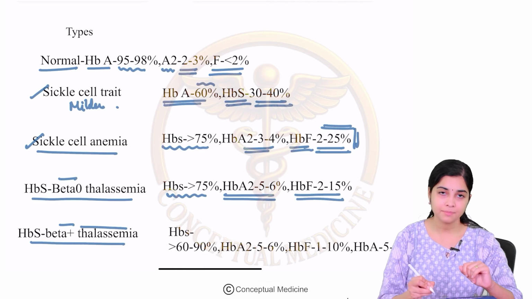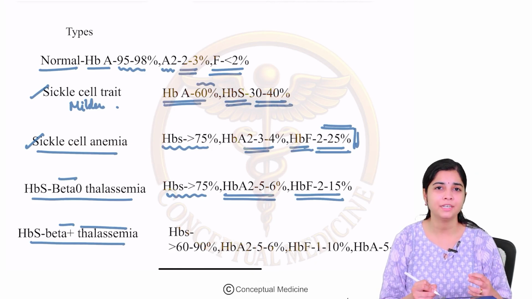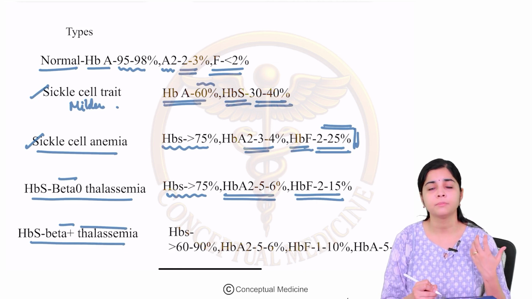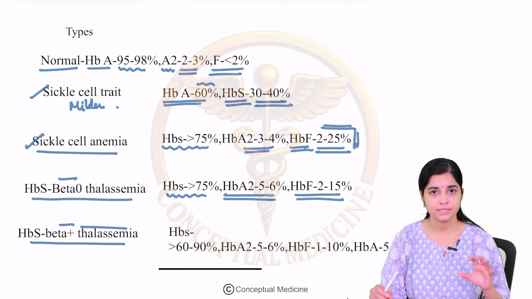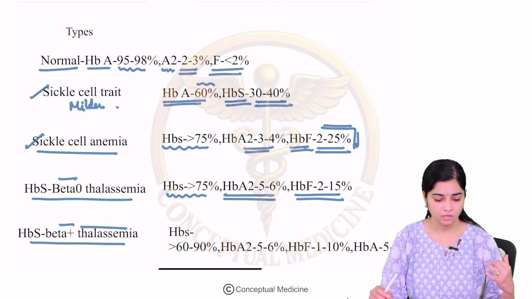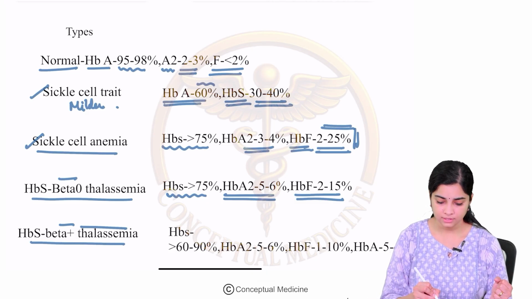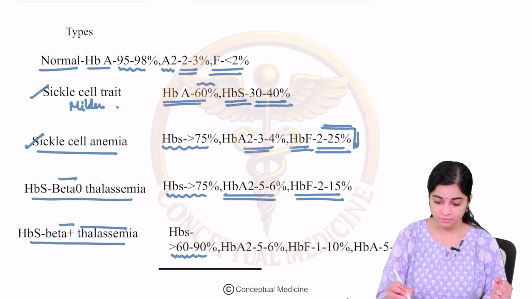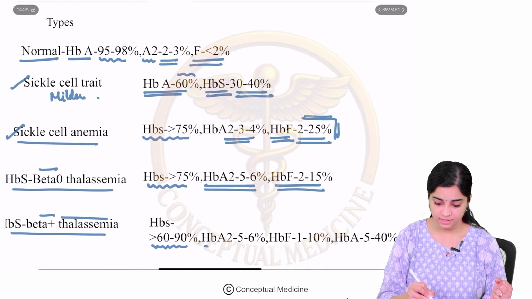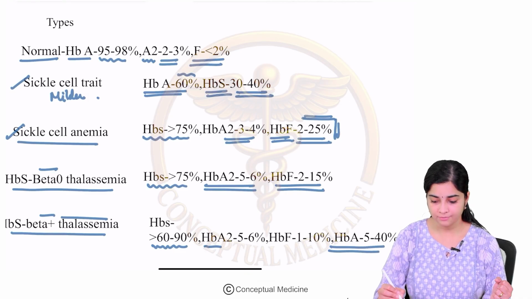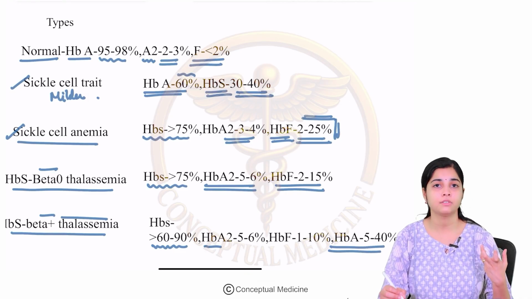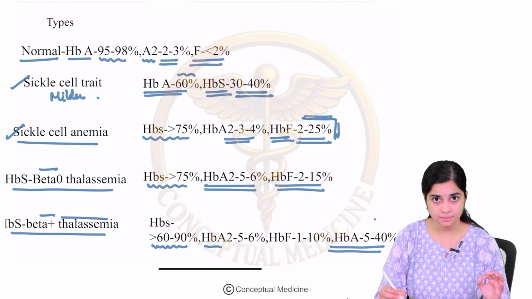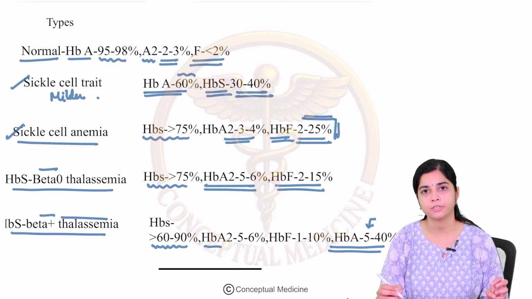But if you see a beta plus thalassemia, which is often an intermediate form where there is some quantity of beta hemoglobin, beta chain of the hemoglobin, but not enough. So here there is an intermediate beta-thal along with a sickle cell. So here again the sickle cell fraction can be more than 60%, but you can see that there is HbA which is still intact, which is usually more than 90% in a normal individual. It is present, but it is reduced and it is about 5 to 40%.